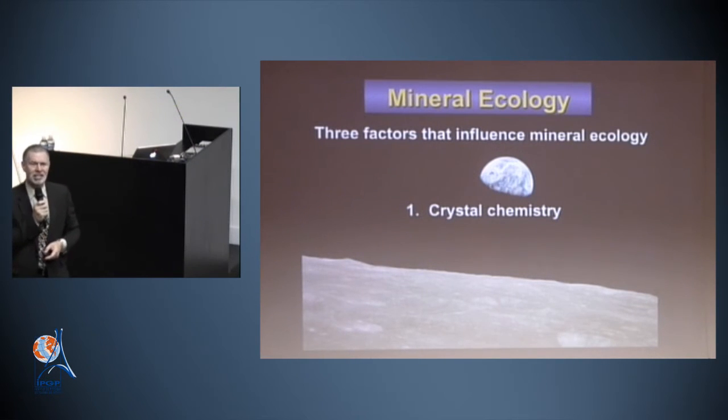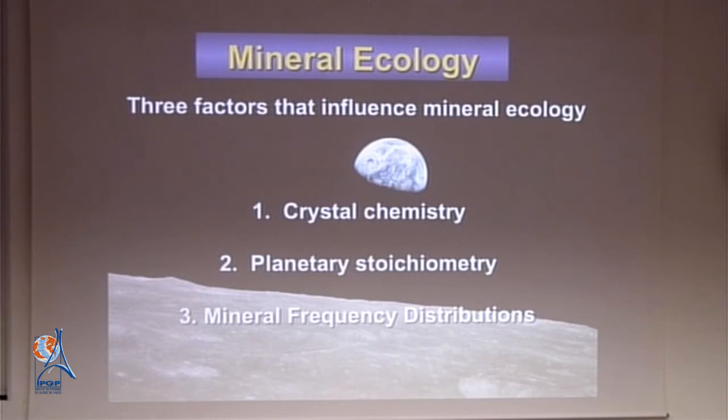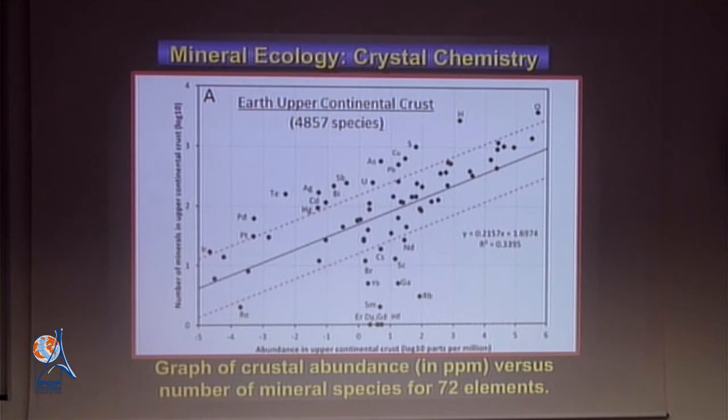So I'm going to look at three aspects of this question of mineral ecology, the diversity and distribution of minerals. First, look at crystal chemical arguments, look at planetary stoichiometry, and finally, mineral frequency distributions, a new statistical approach to mineralogy. So let's think about crystal chemistry. And if you ask, what is the diversity and distribution of minerals, one of the key aspects is just composition, Earth's crustal composition. So plotted on the horizontal scale here is just crustal abundance of the 72 elements. Each point in this plot is one of the 72 mineral-forming chemical elements.